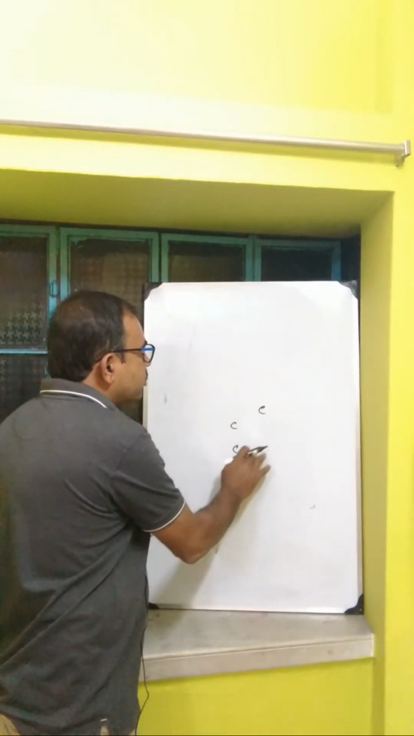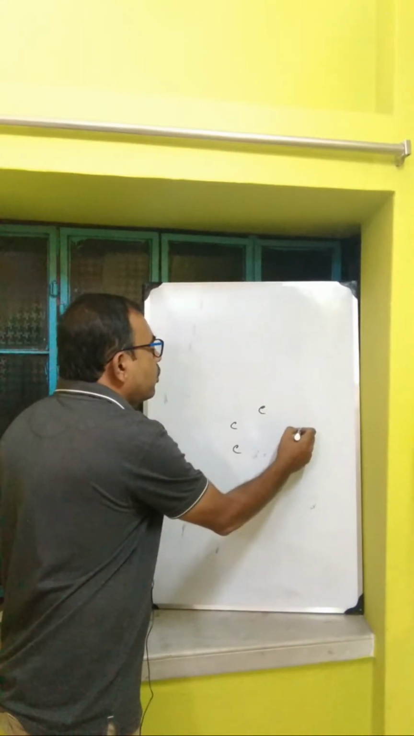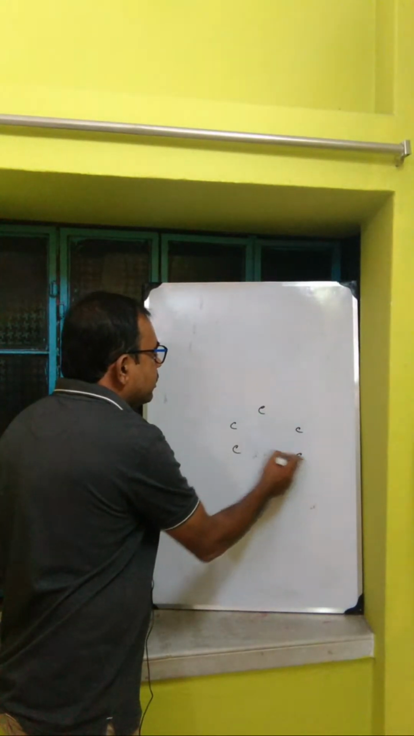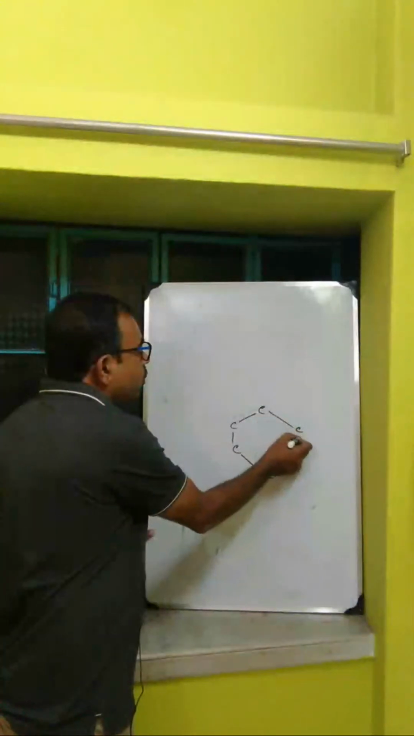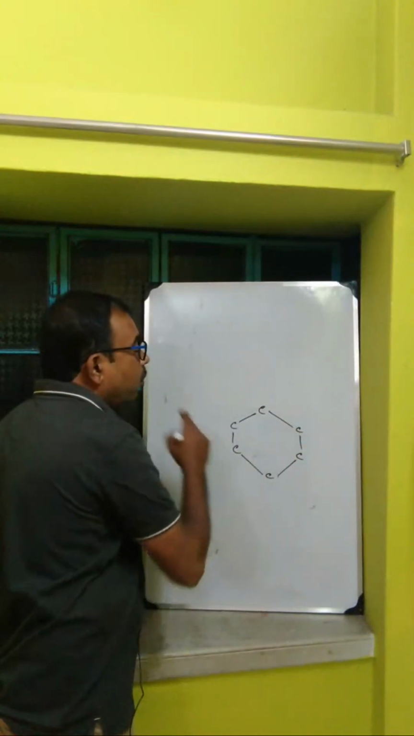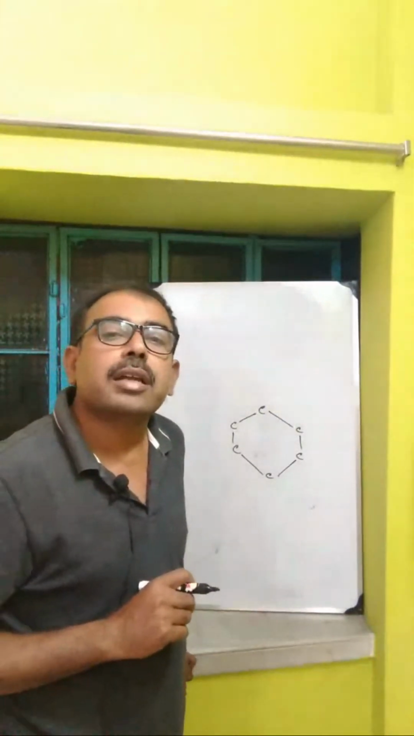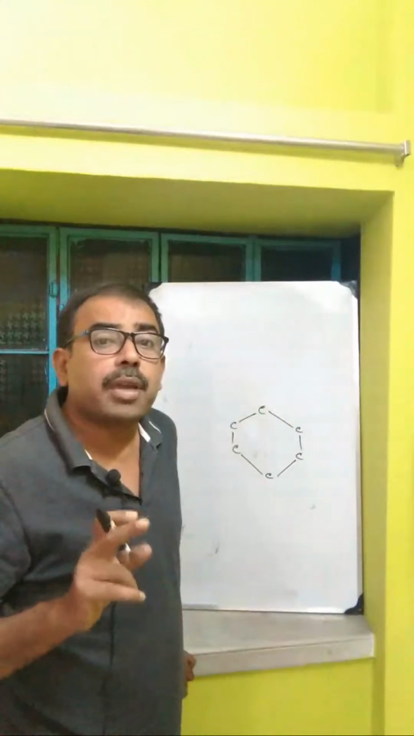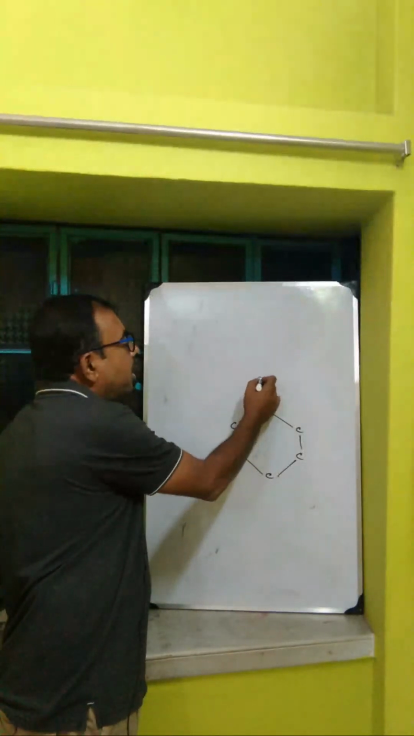6 carbon atoms are there: 1 2 3 4 5 6. Now all carbon atoms are sp2 hybridized, that is, each carbon makes 3 sigma bonds, with 2 carbon atoms and the other with a hydrogen atom.